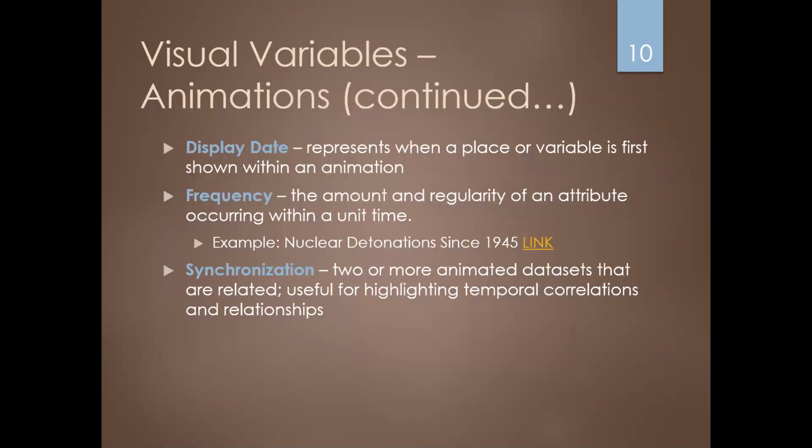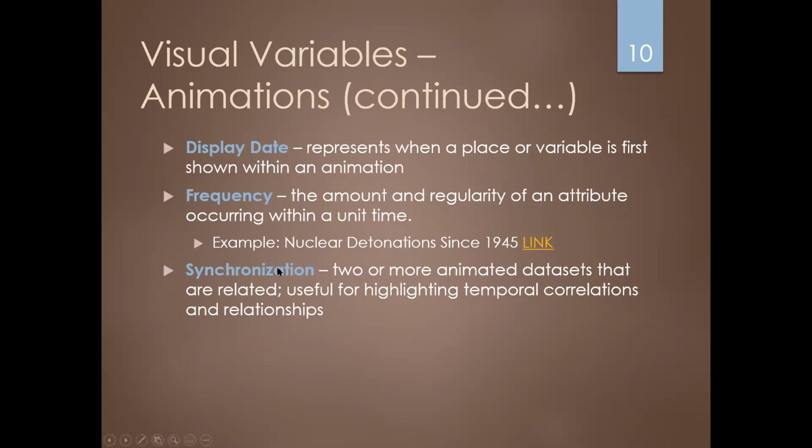And the next variable is called display date. It represents when a place or a variable is first shown within an animation. Okay, so during the animation, some features will disappear. Some new features may appear during the animation. So display date is here to address the first time a feature, a place, a variable is shown in your animation. And next one, frequency: the amount and regularity of an attribute occurring within a unit time.